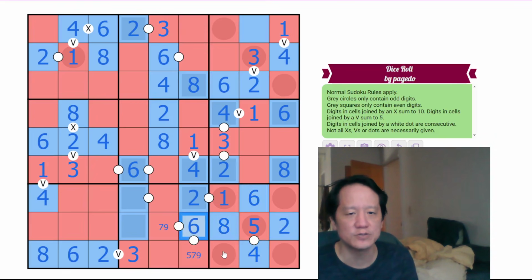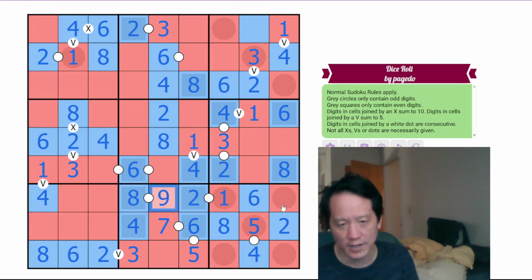8 eliminates 8 here. So it's 6, which is consecutive with only 5 or 7. So this is 5. That's 7. 2, 6, 8 eliminates 2, 6, 8 here. So it's 4, which makes that 8. 8 is consecutive with 7 or 9, but we have a 7 here, so that's 9.